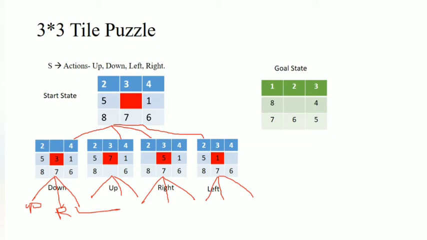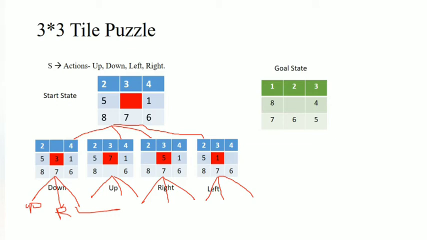Okay, and here you can move left, but the action that has been taken, you have to remove, or you cannot take that action, right? So here also you have 3 branches, right? And here you can move to the right, but you cannot take the action left.